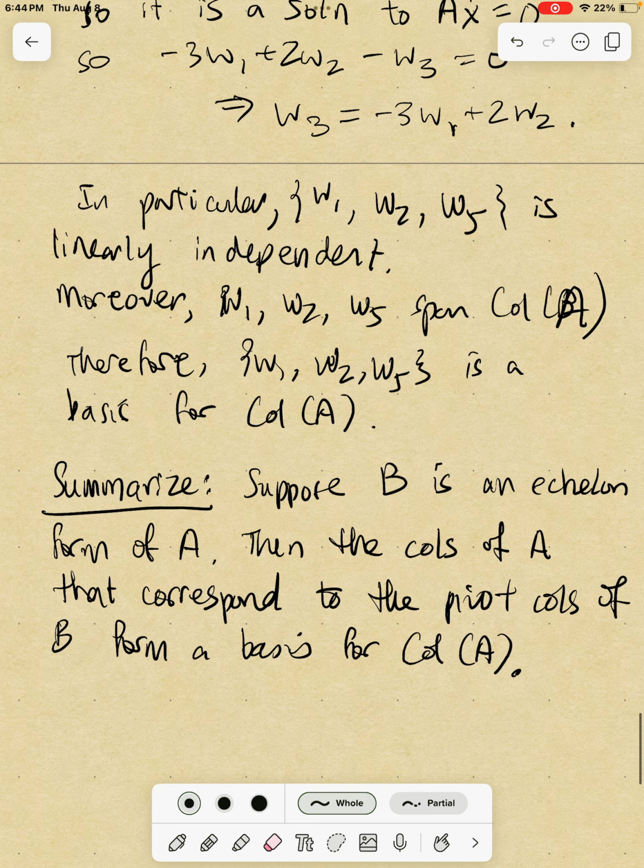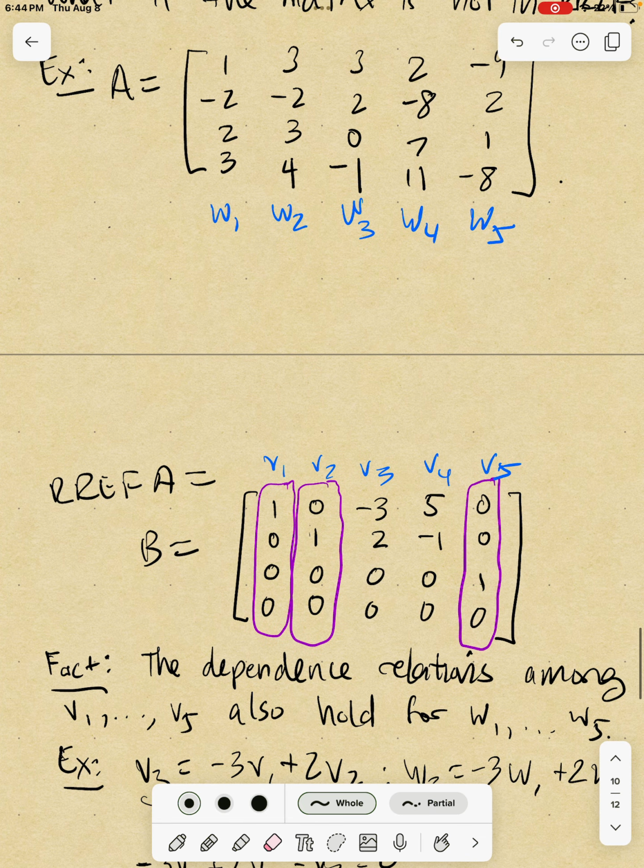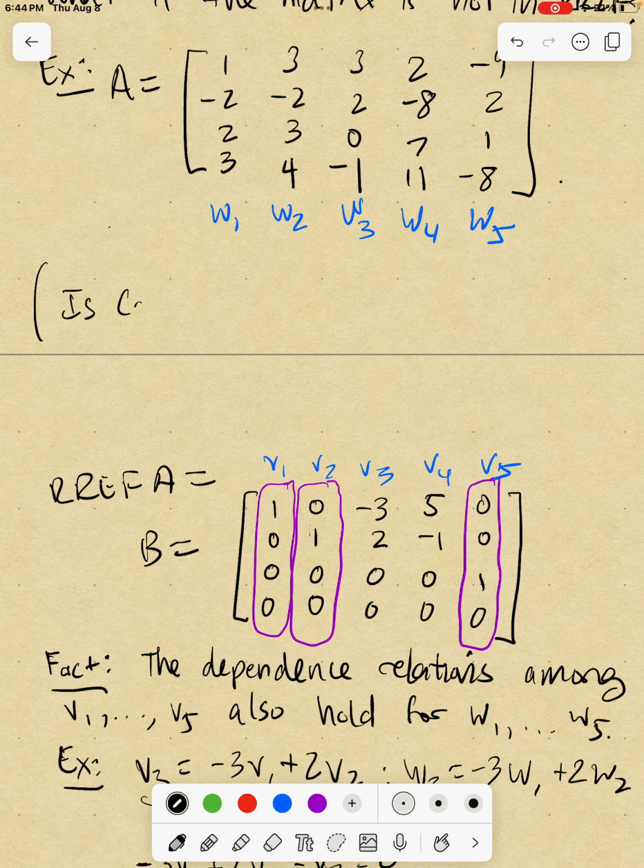By the way, is the column space of A equal to the column space of B? Should I write it down? Is the column space of A equal to the column space of B? What do you think? You could pause the video and see if you can figure it out. Okay, let's go over the answer. The answer is no.